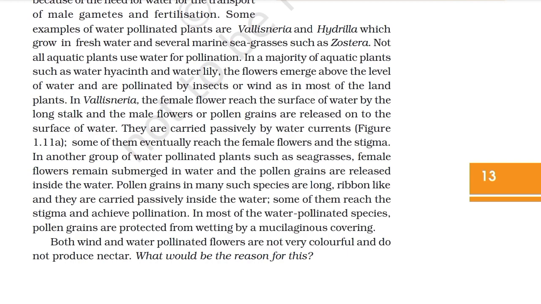In another group of water-pollinated plants such as sea grasses, female flowers remain submerged in water and the pollen grains are released inside the water. Pollen grains in many such species are long, ribbon-like, and they are carried passively inside the water. Some of them reach the stigma and achieve pollination. In most water-pollinated species, pollen grains are protected from wetting by a mucilaginous covering.